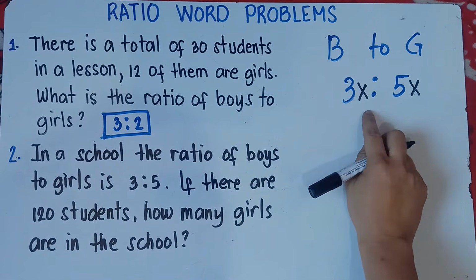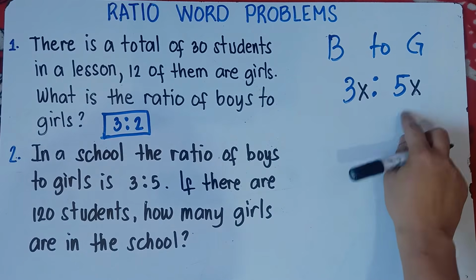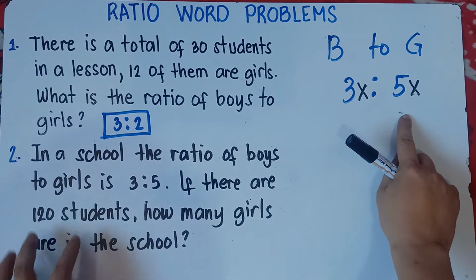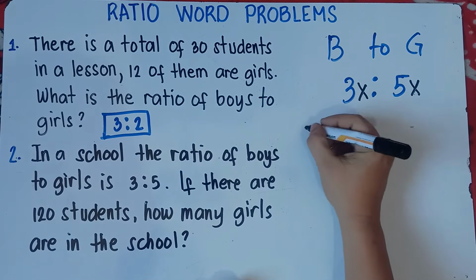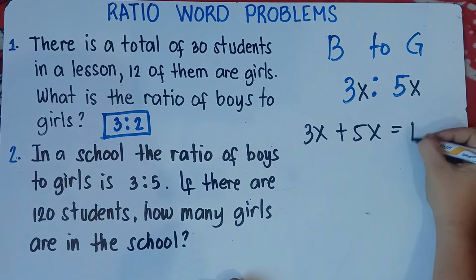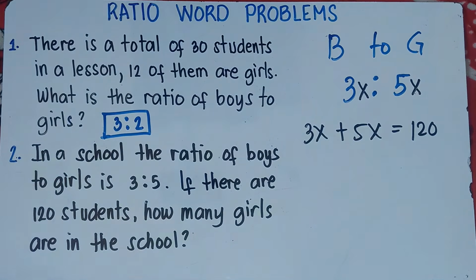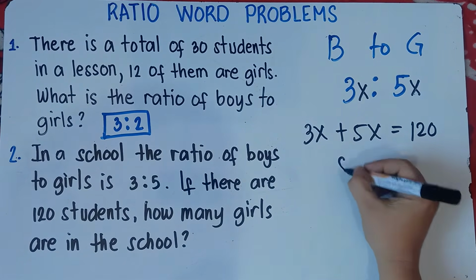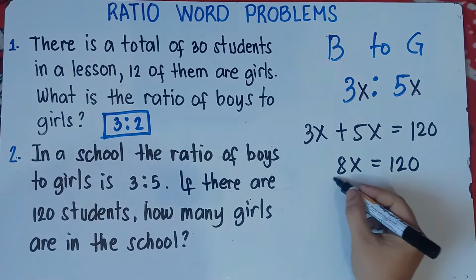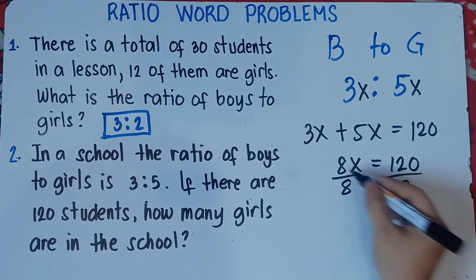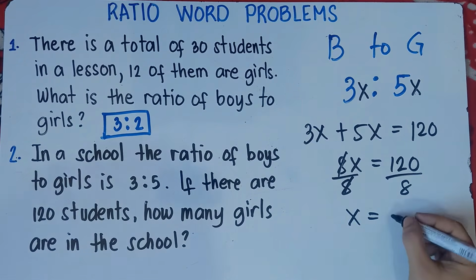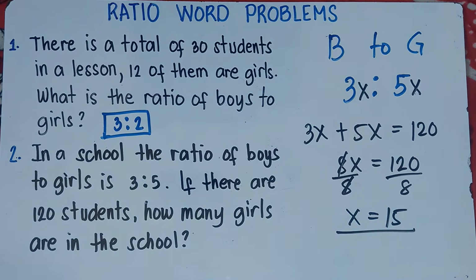So 3 times x, that is 3x, 5 times x, that is 5x. And then we can make an equation. Simply add the ratio, then equals the total number of students. So that would be 3x plus 5x equals 120 students. 3x plus 5x, that would be 8x equals 120 students. And then divide it by 8. So x equals 120 divided by 8. That would be 15. So therefore, our x is 15.